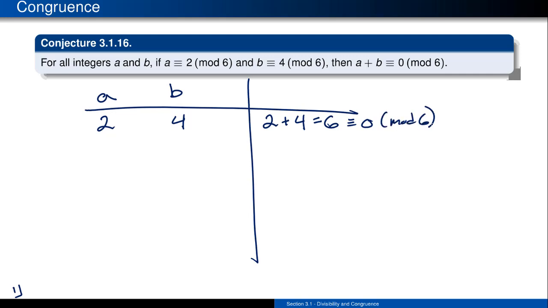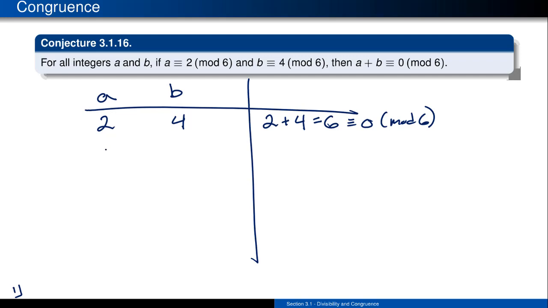You can also see this idea that 6 divides 6, and we had that earlier result that says being congruent to 0 is the same as saying divisibility. So what I'm hoping to see is that all of these sums, a plus b, are always going to be divisible by 6. If we have a divisible by 6 property, I know that I'm going to be congruent to 0 mod 6.